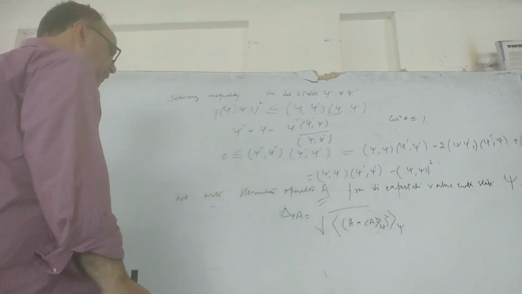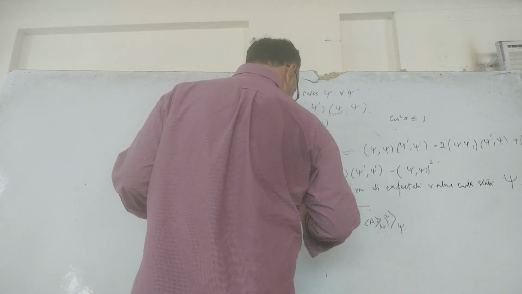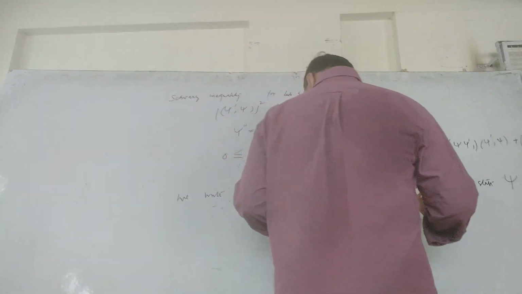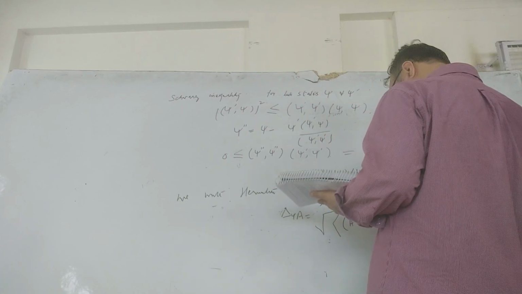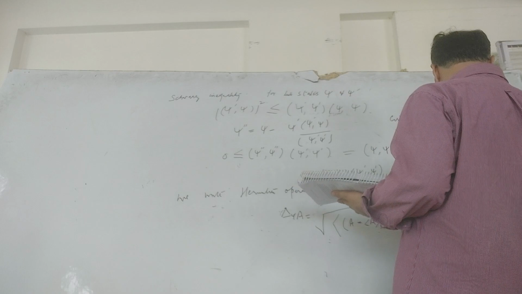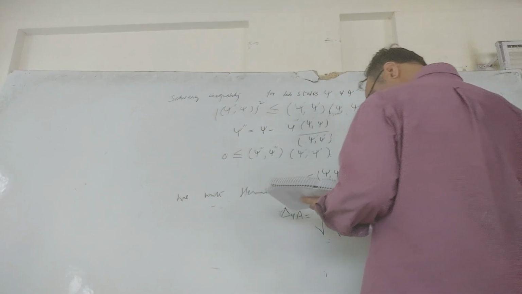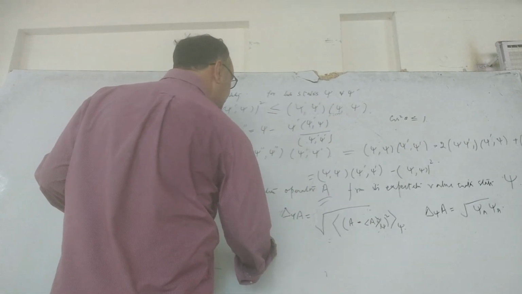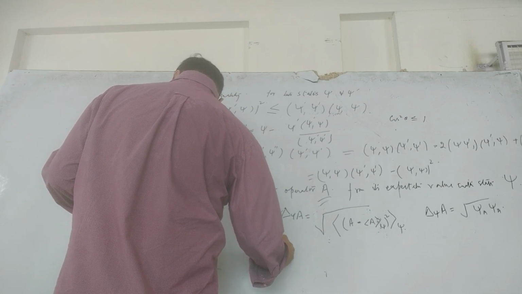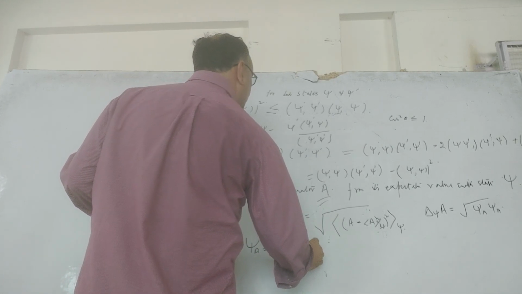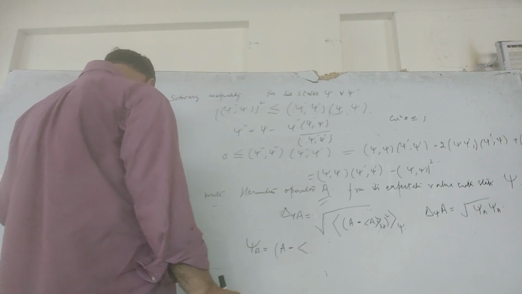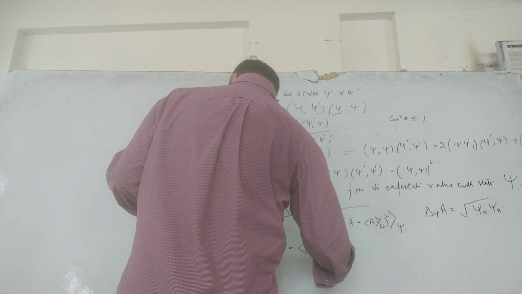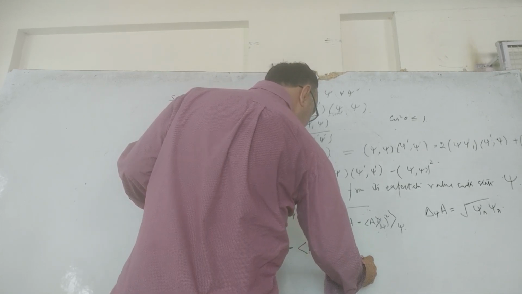And for the purpose of convenience, we can rewrite this: delta psi A can be written as the norm of psi A psi, where psi A can be written as A minus the expectation value of A in psi.